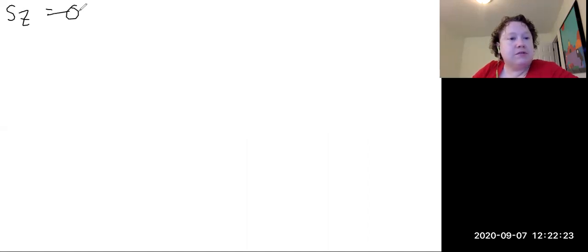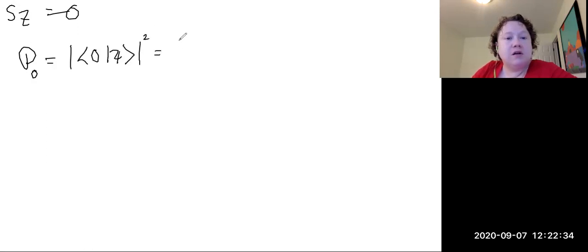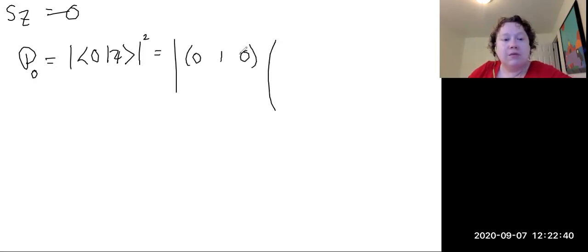Sz equals 0. So the probability of measuring 0 is going to be the bra 0 times psi, quantity squared. So we'll write this in the bra form, 0, 1, 0. Now remember, it doesn't matter what order I do this multiplication in, because I'm going to square the results. So naturally I use the unit vector in the bra state because it's easier to convert.